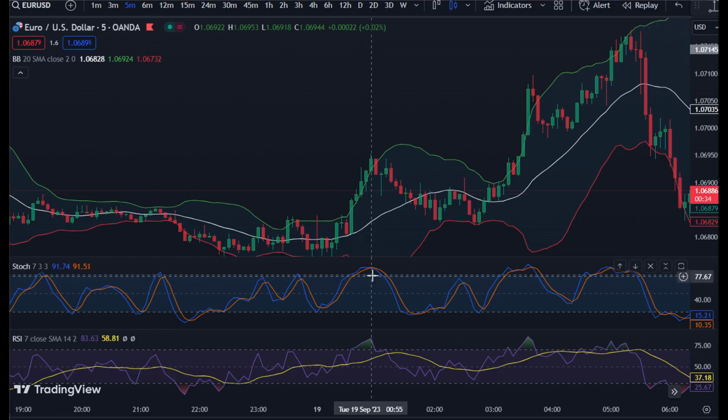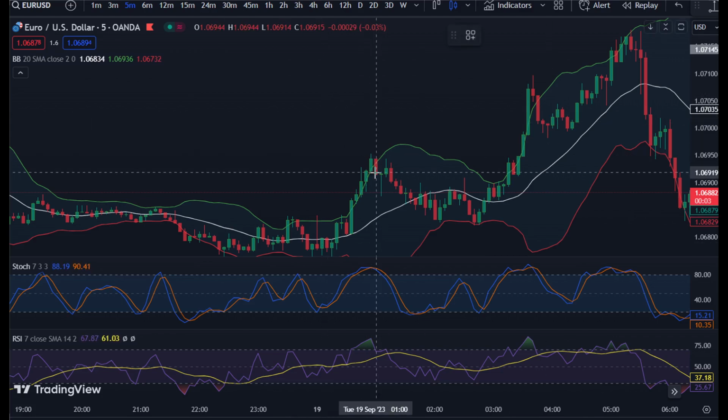After we see that happens, we're going to check to see if the Stochastic is above the 80 level. We're also going to check to see if the RSI is overbought as well. So if it's above the 70 range, we can take a short. After these conditions have been met, we're going to wait for the Stochastic lines to cross over. So the golden line has to be on top. Once this happens, we can take our short position. So we'll take our short right here.